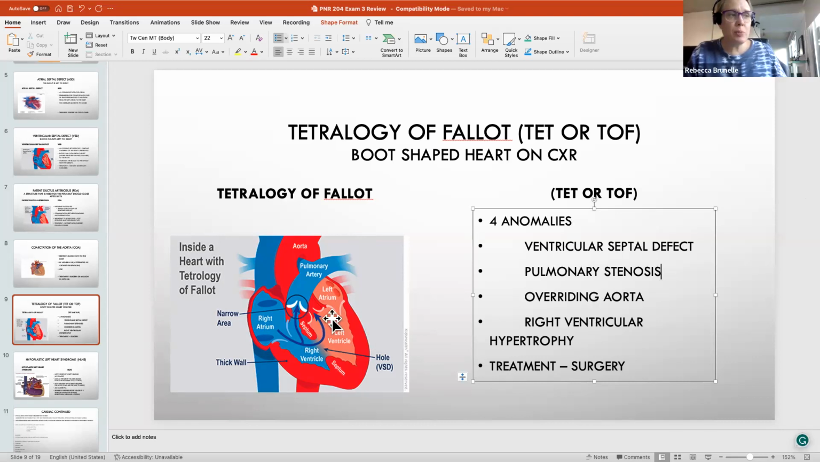So this one, they have to have surgery. Obviously, it's a complicated defect. This is not something they can fix in the cath lab.